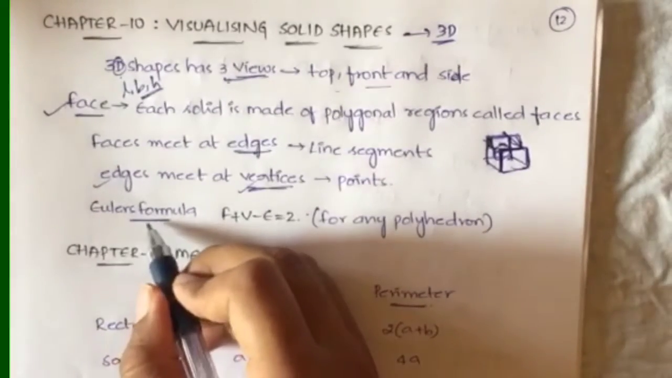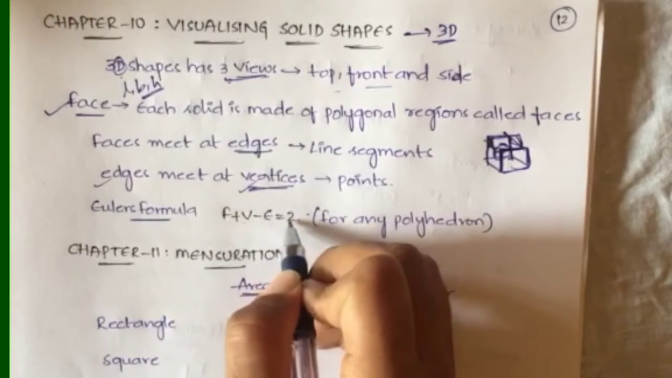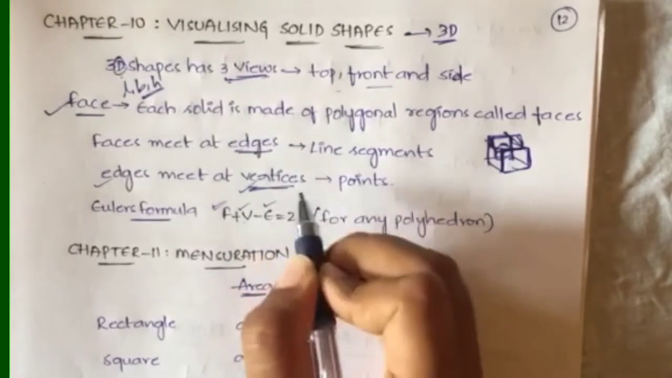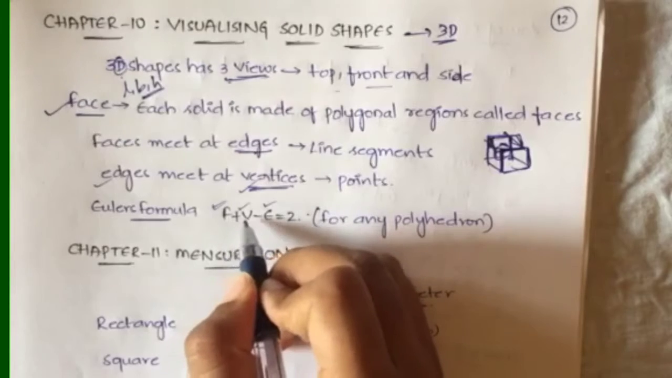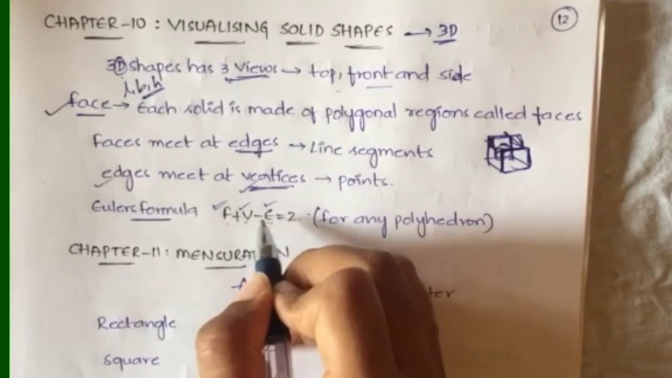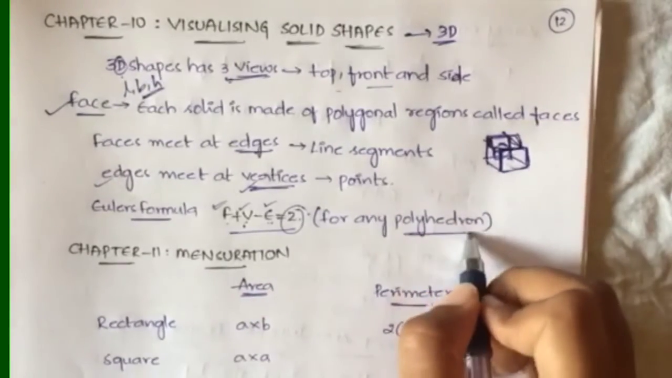Okay, the next is Euler's formula. Euler's formula is F plus V minus E is equal to 2, where F is faces, V is vertices, E is edges. So when you add faces and vertices and you subtract the edges from the answer, you will be getting 2. This is applicable for any polyhedron.